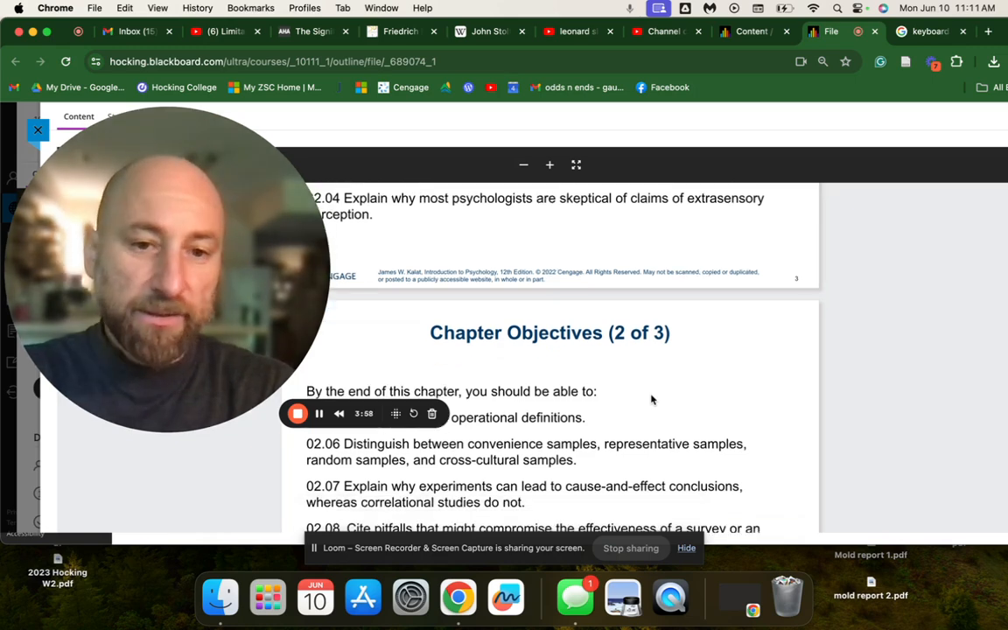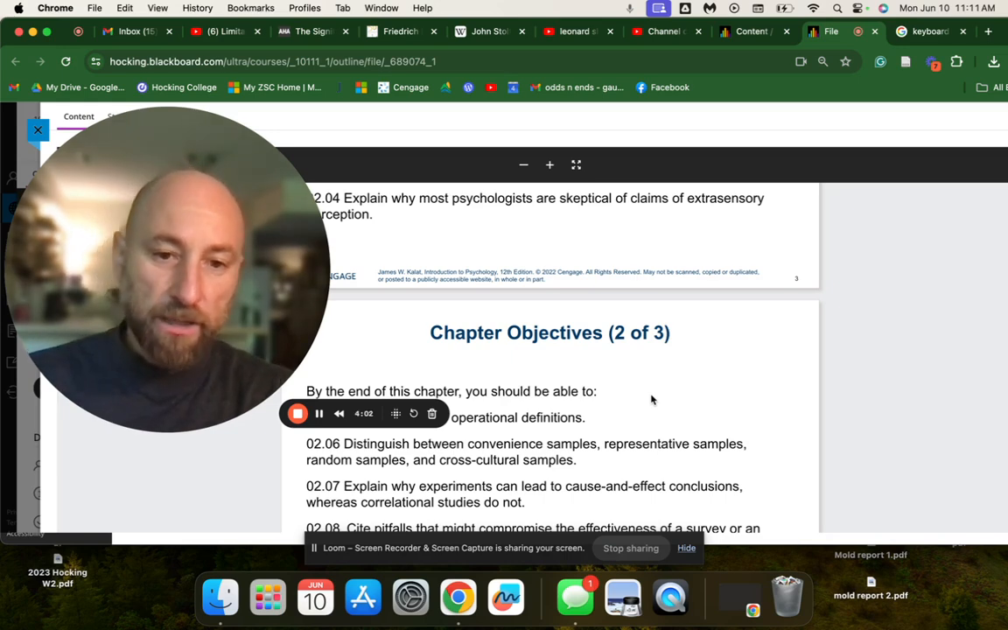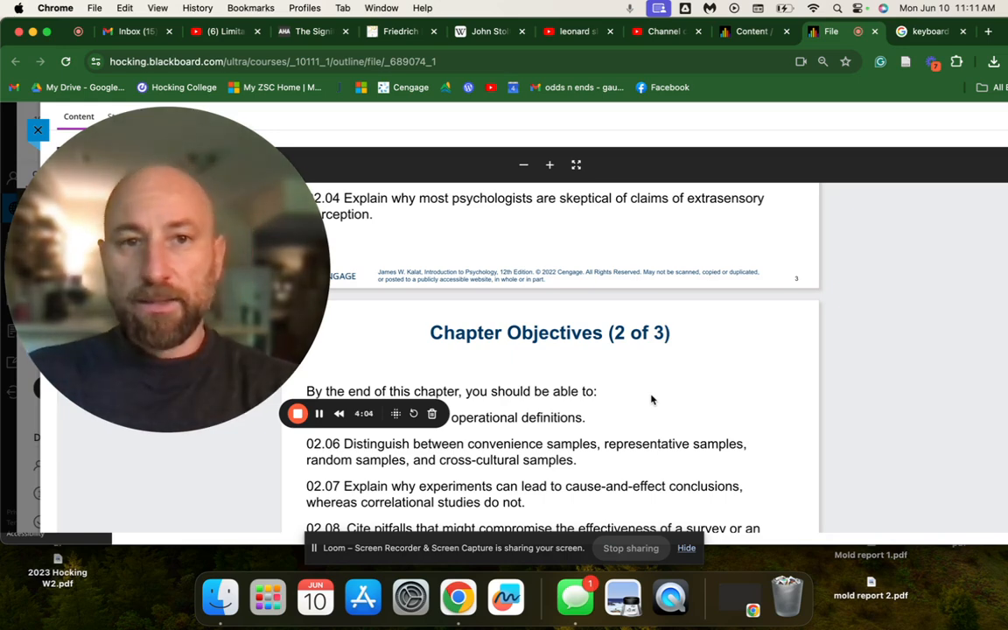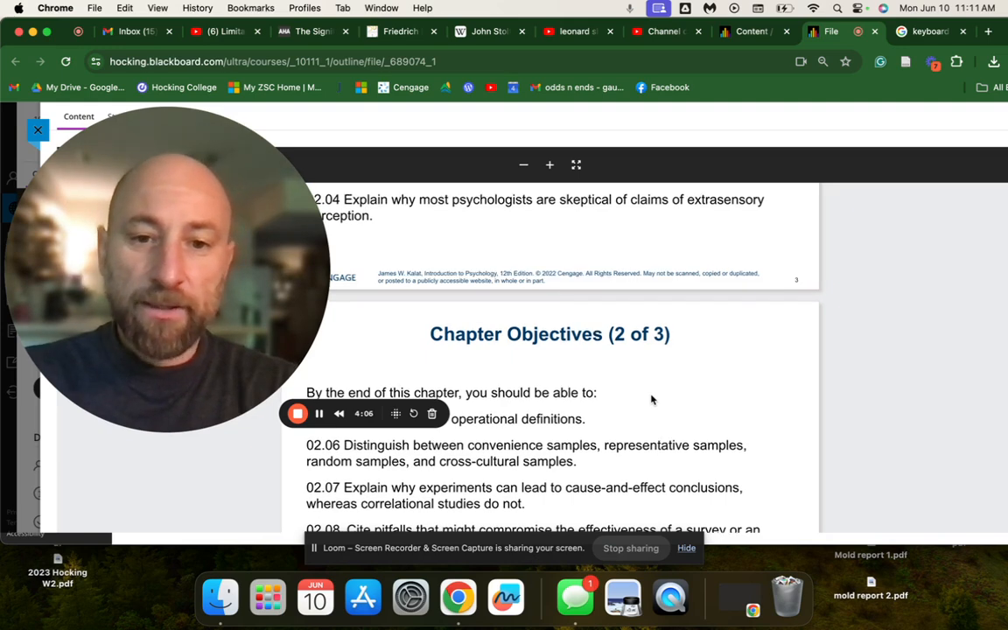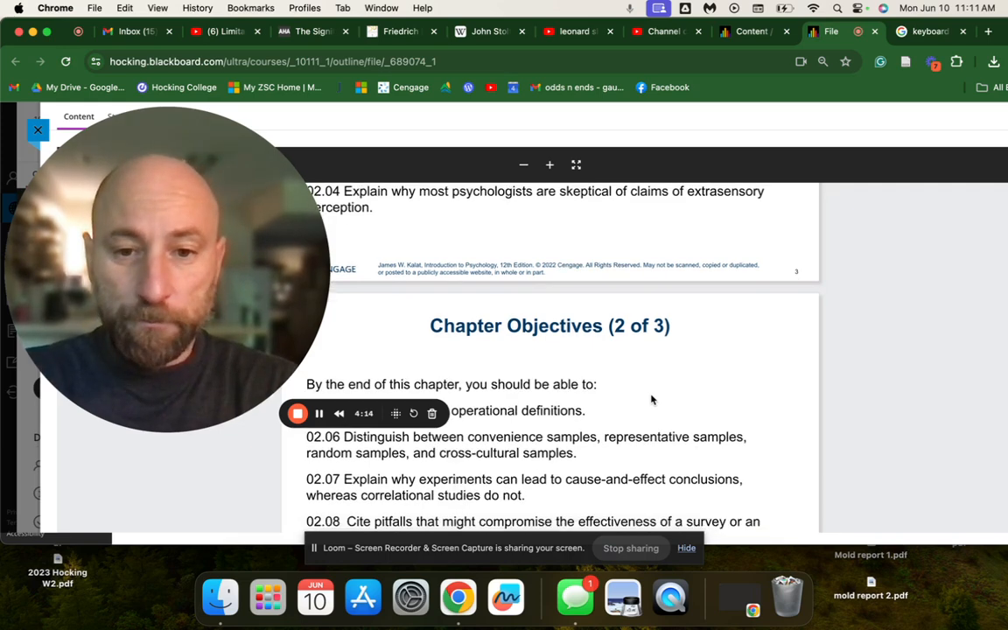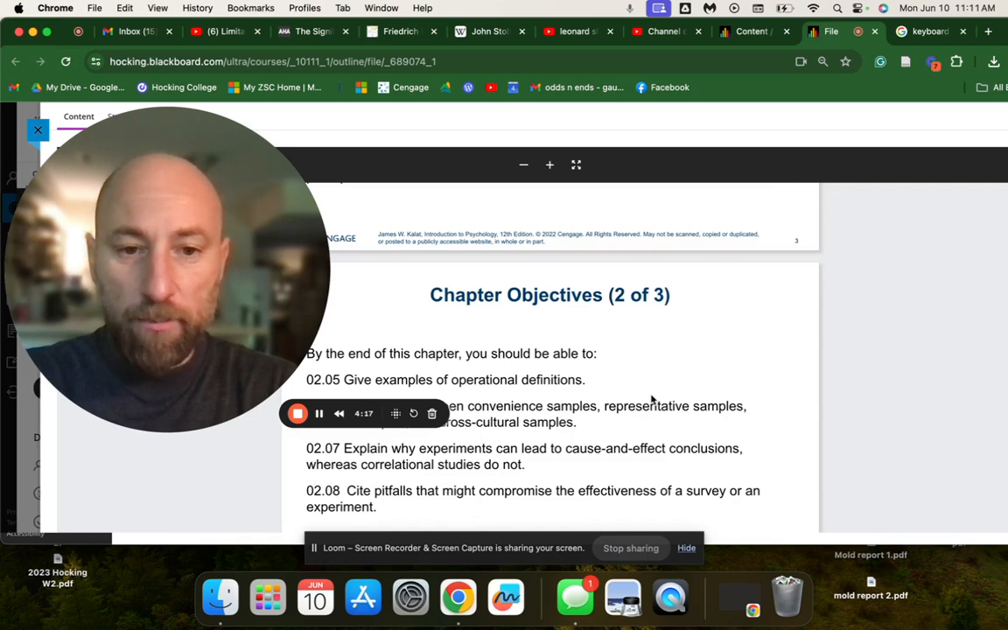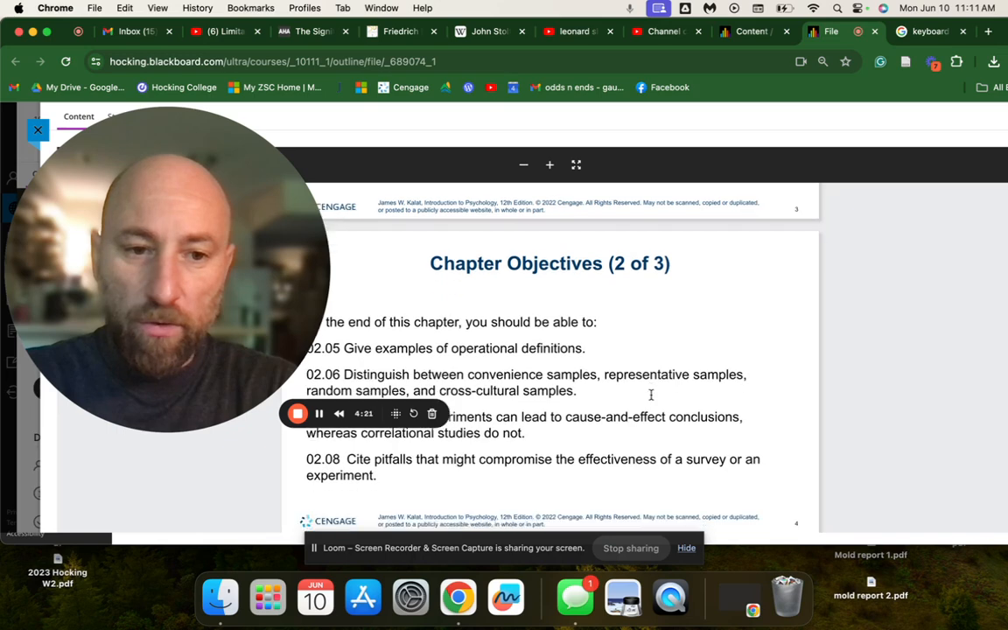Explain why experiments can lead to cause and effect conclusions, whereas correlations do not. If you take nothing else away from this unit, the most important thing to take away is that correlation does not equal causation, but also understanding why that is. Cite pitfalls that might compromise the effectiveness of a survey or an experiment.